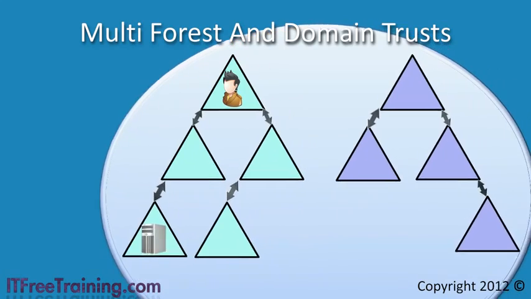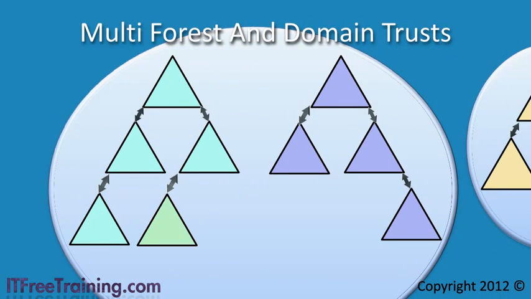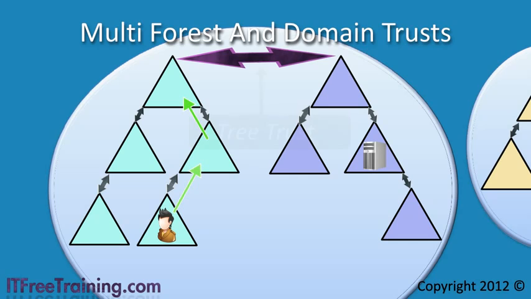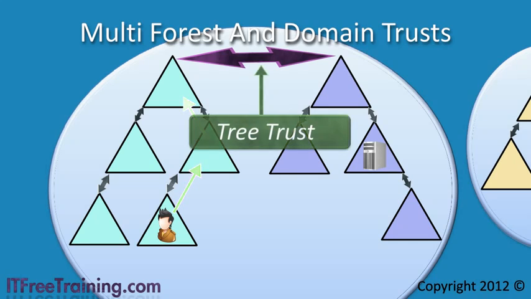Let's look at a different example. Say this domain wants to access this domain. It would go up to its parent. Its parent would pass the request to the root domain. The root domain would pass the request via a transitive trust automatically created between the trees in the forest. This trust is called a tree trust. It is essentially the same as a parent-child trust and is created automatically by Active Directory.